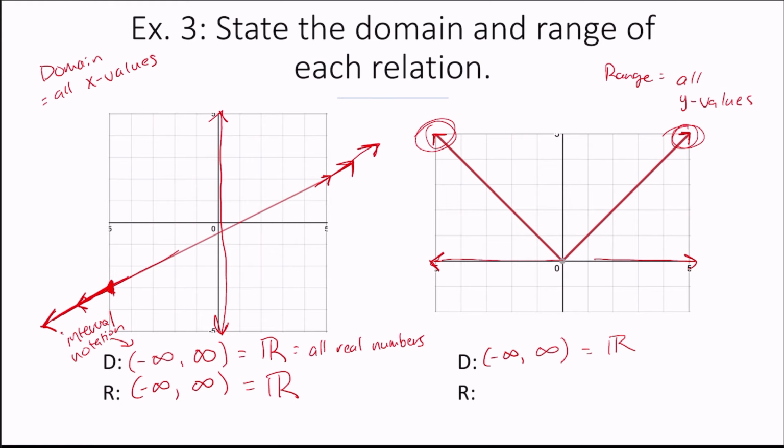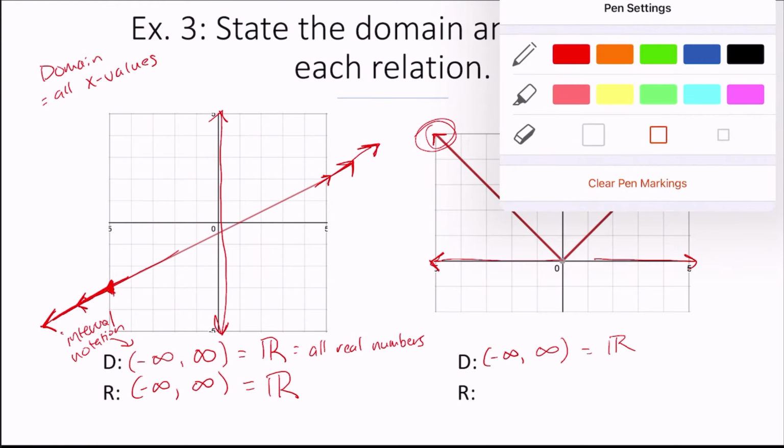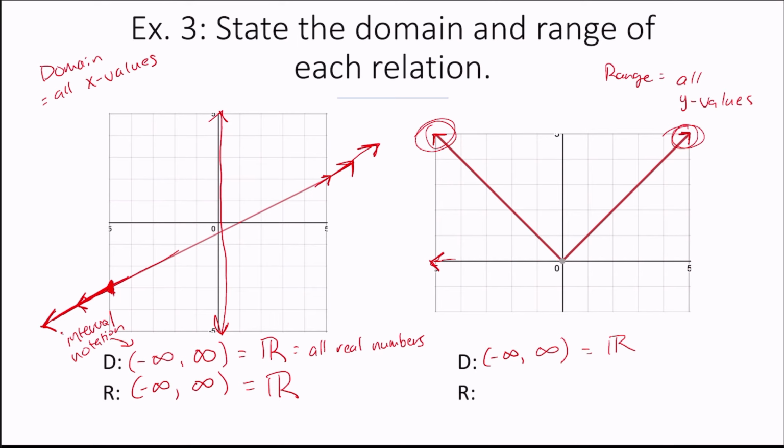Now what about the range? Here, this is different because this function, the range, is not all real numbers. So here, the relation does not go all the way down to negative infinity. There is a lowest point, and that lowest point is here at 0. So our lower bound for the range is 0. On the left and the right, it goes upward to infinity, so that is our upper bound.